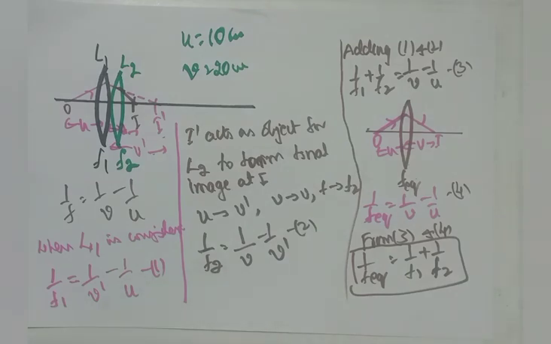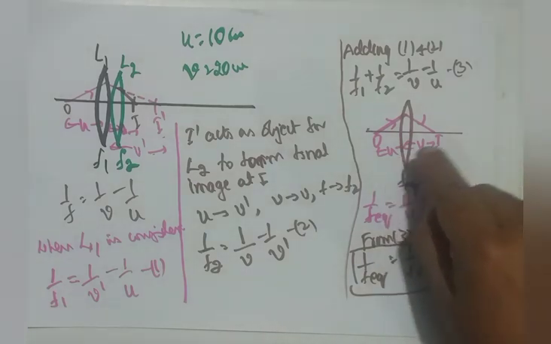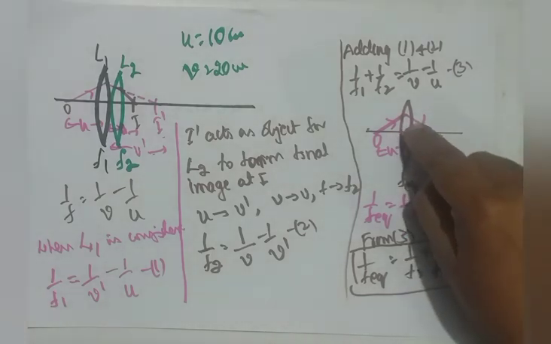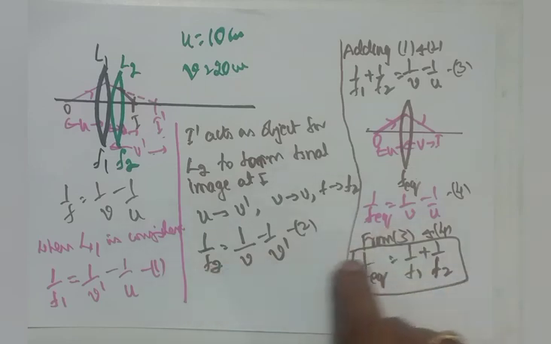That's our second equation. Now we add 1 and 2, we get 1 by F1 plus 1 by F2 equals 1 by V minus 1 by U. We call it equation 3. But this combination can be replaced by a single lens whose focal length is F equivalent, which also produces the same effect as that of the combination. That means when you keep the object at U, it should produce the image at V. Therefore, this figure results, and we can write the lens equation once again. 1 by F equivalent equals 1 by V minus 1 by U, equation 4.